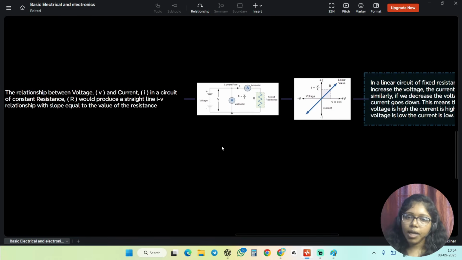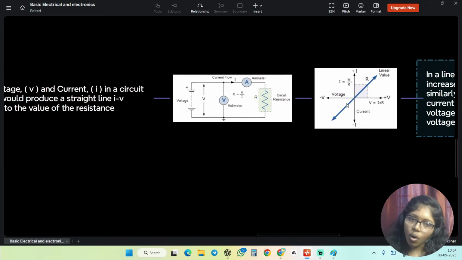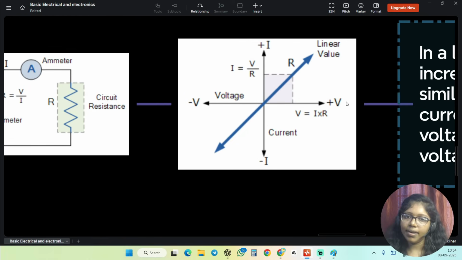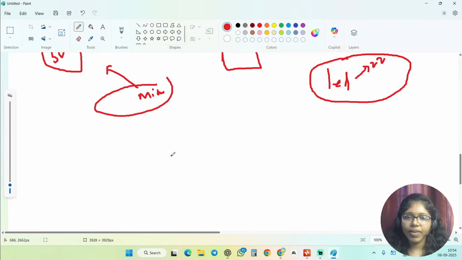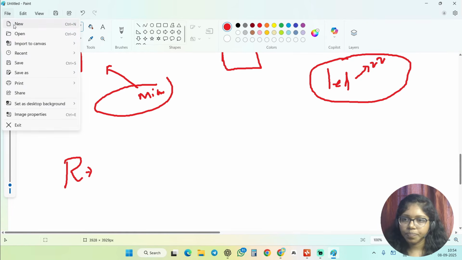Sometimes it also works in a non-linear condition, a non-linear value. When you keep on changing the resistance value, the value will be non-linear.